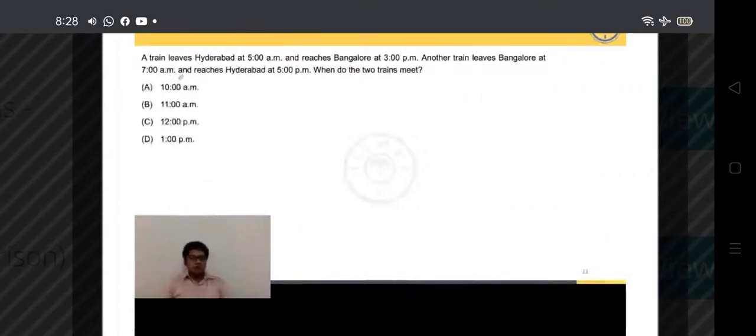Let's move on to the next question. A train leaves Hyderabad at 5 a.m. and reaches Bangalore at 3 p.m. Another train leaves Bangalore at 7 a.m. and reaches Hyderabad at 5 p.m. When do the two trains meet?